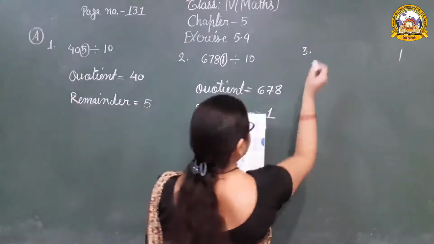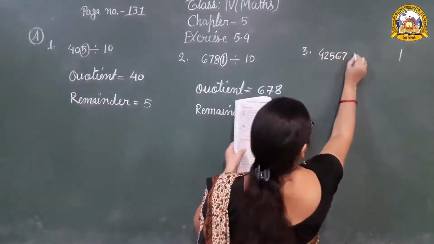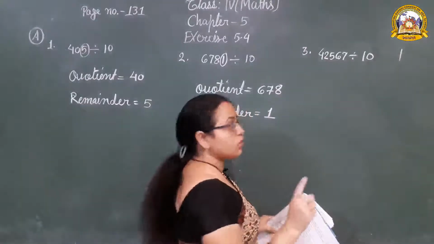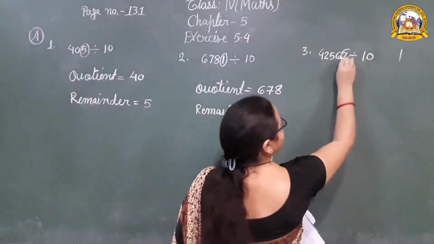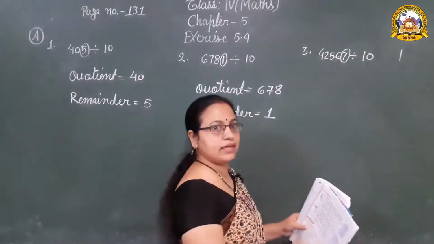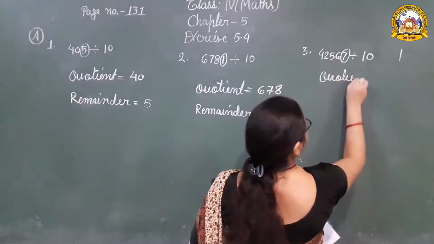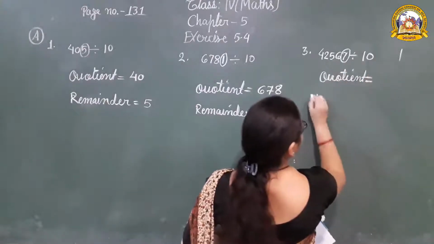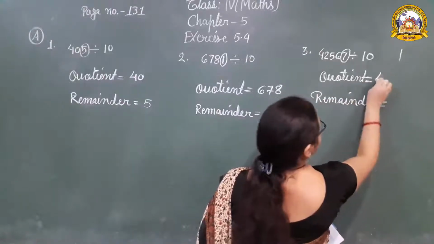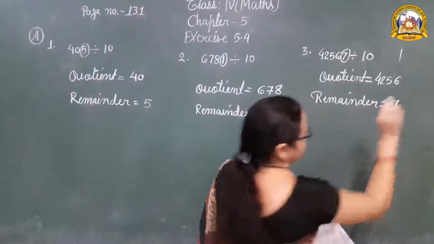Now question number 3, 42567 divided by 10. In that case also only 1 zero with the 10. That is why once again we take only 1 digit from the ones place. हमको हमेशा जो डिजिट्स लेना होता है वो वंस प्लेस से ही लेते हैं हम. So quotient is 4256 and remainder is 7 only.